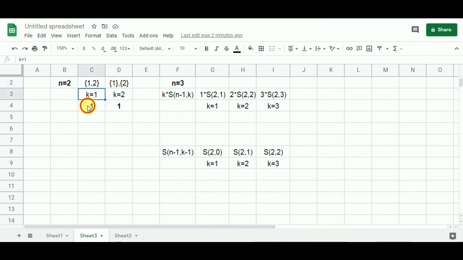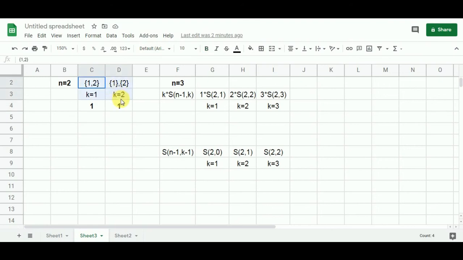This number 1 indicates that there is only one way to partition this set of integers into one partition. So as you can see, they are in a single partition. This one indicates that there is only one way to partition two integers into two partitions. So k equals 2 means two partitions. So the sum total of these two gives us the total number of ways to partition two integers. That is what that 2 means.